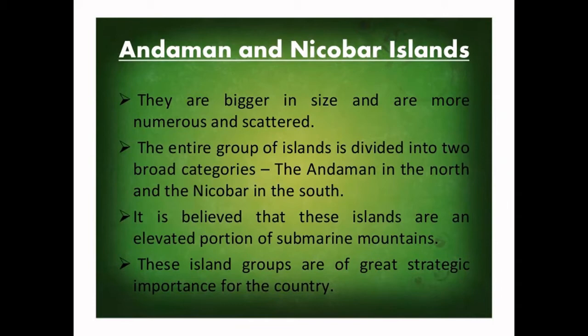So the Andaman and Nicobar Islands are bigger in size and they are more numerous and scattered. The entire group of islands is divided into two broad categories, the Andaman in the north and the Nicobar in the south. It is believed that these islands are an elevated portion of submarine mountains. These island groups are of great strategic importance to our country.